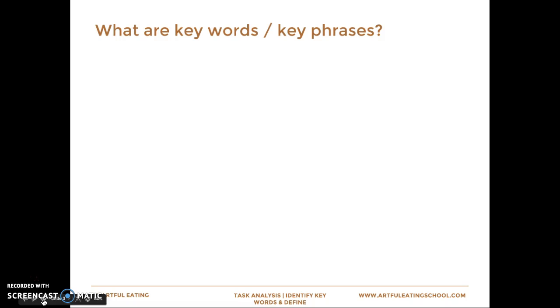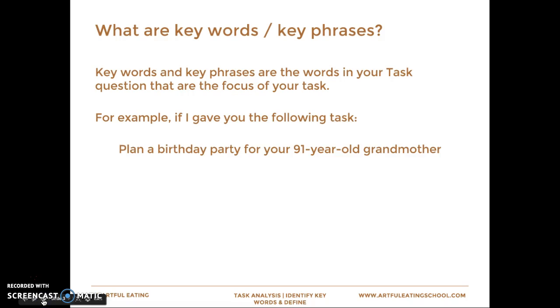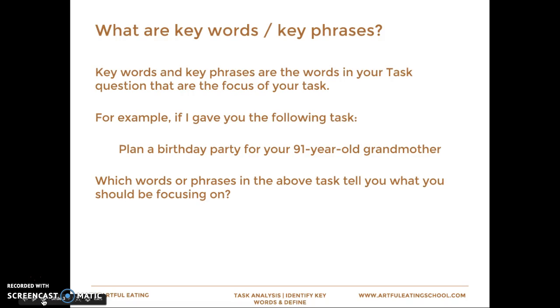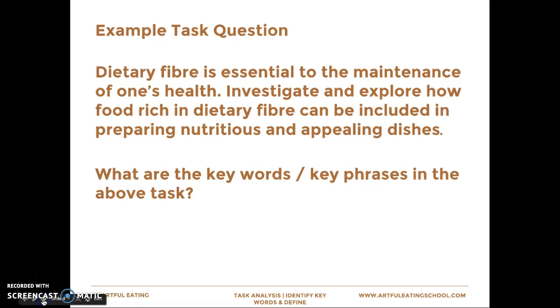So first of all, what are keywords and phrases? Basically, they are words in your task question that are the focus of your task. So for example, if I gave you this task, plan a birthday party for your 91-year-old grandmother. Now, which words or phrases in the task tell you what you should be focusing on? That's right, it would be plan a birthday party and 91-year-old grandmother, because that first bit, plan a birthday party, tells you what kind of party you're planning, which is a birthday, and that second part tells you who the party is for. So these phrases are very important within that task.